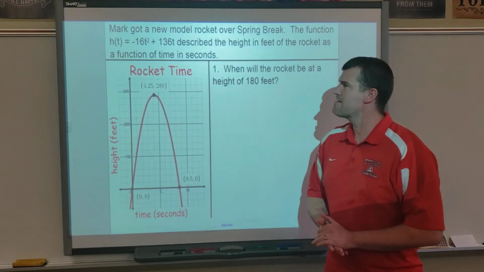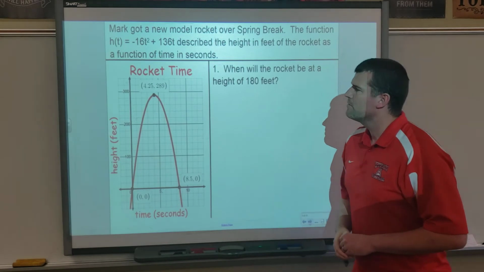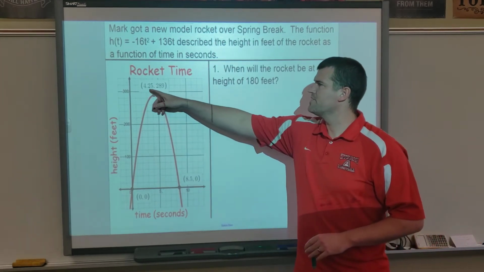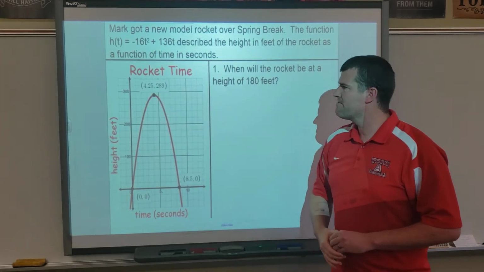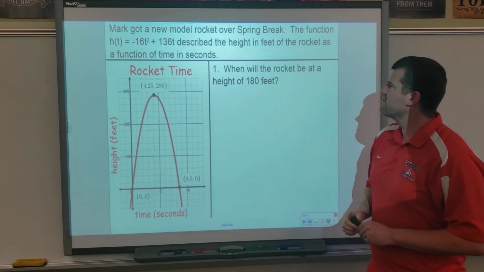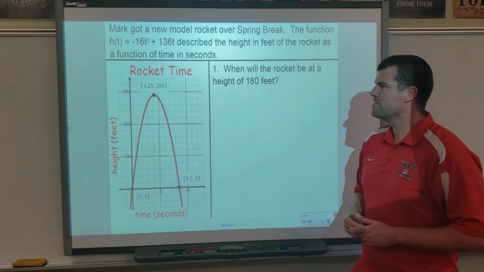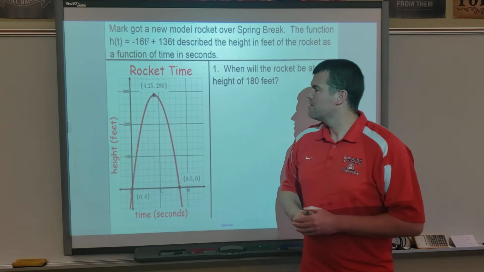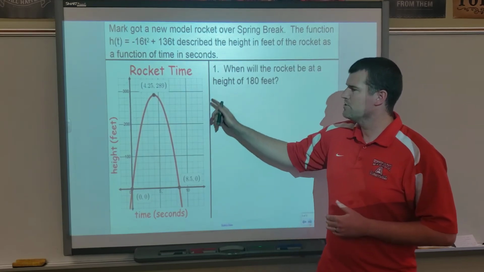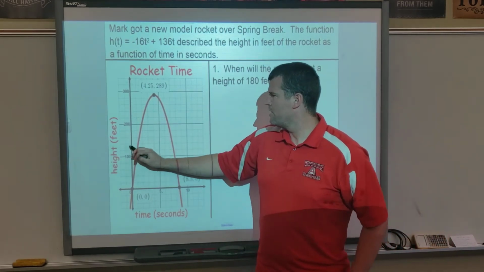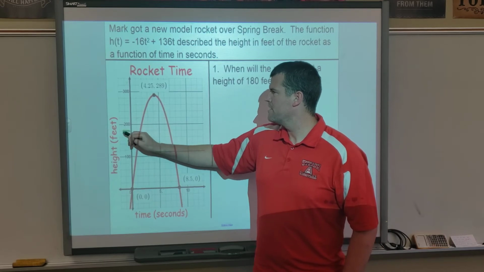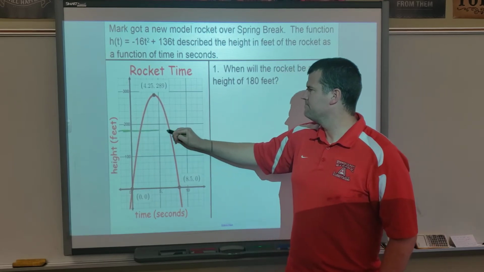Okay, so we can do the same thing with our model rocket. We've got the rocket going up in the air. It's reaching its maximum height in 4.25 seconds. But the question is, when will the rocket be at a height of 180 feet? And so to find that, we go to our height, which was our y. We go to 180 feet, which is right here. And then we draw a horizontal line.